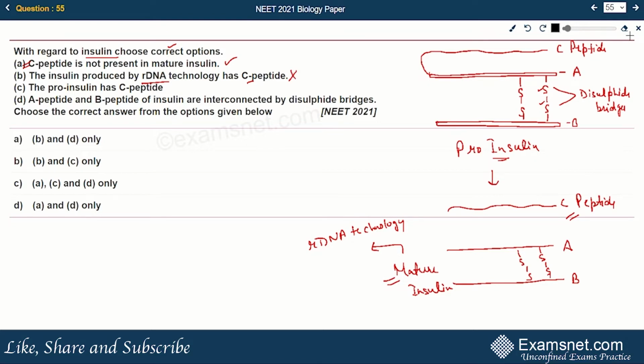Statement C is the proinsulin has C peptide. So this is true. We saw here that the proinsulin had a C peptide chain attached with it. Now the last option is A peptide and B peptide of insulin are interconnected by disulfide bridges. So this is also true. We have already seen. So how many options are correct? A, C and D. So out of the given options, option C is correct. I hope you understood this.